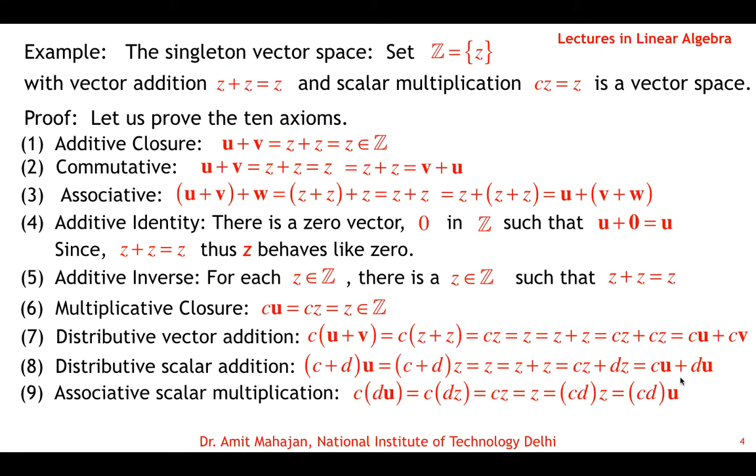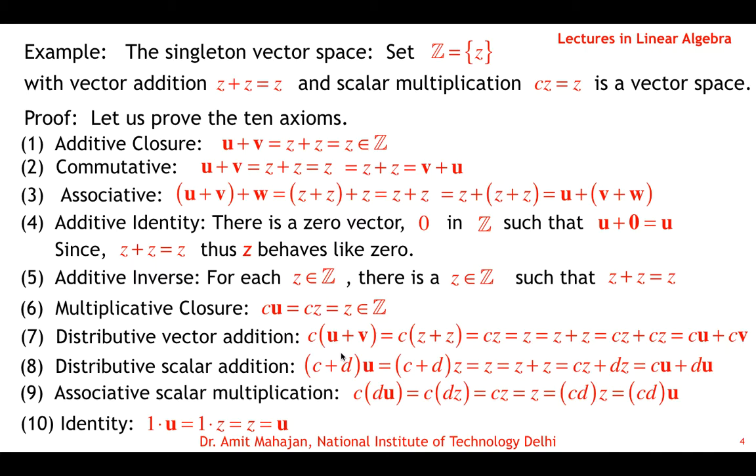The 10th property is the identity, that 1 times the vector is vector. So 1 times u, and u is z, so 1 times z, by this property any scalar times z is z, so 1 times z is z, and z is nothing but u vector, so 1 times u is u vector. So you can see that all the 10 properties, all the 10 axioms are satisfied clearly for the addition operation and scalar multiplication operation which we defined here for this singleton vector. So this singleton vector, capital Z, is a vector space.